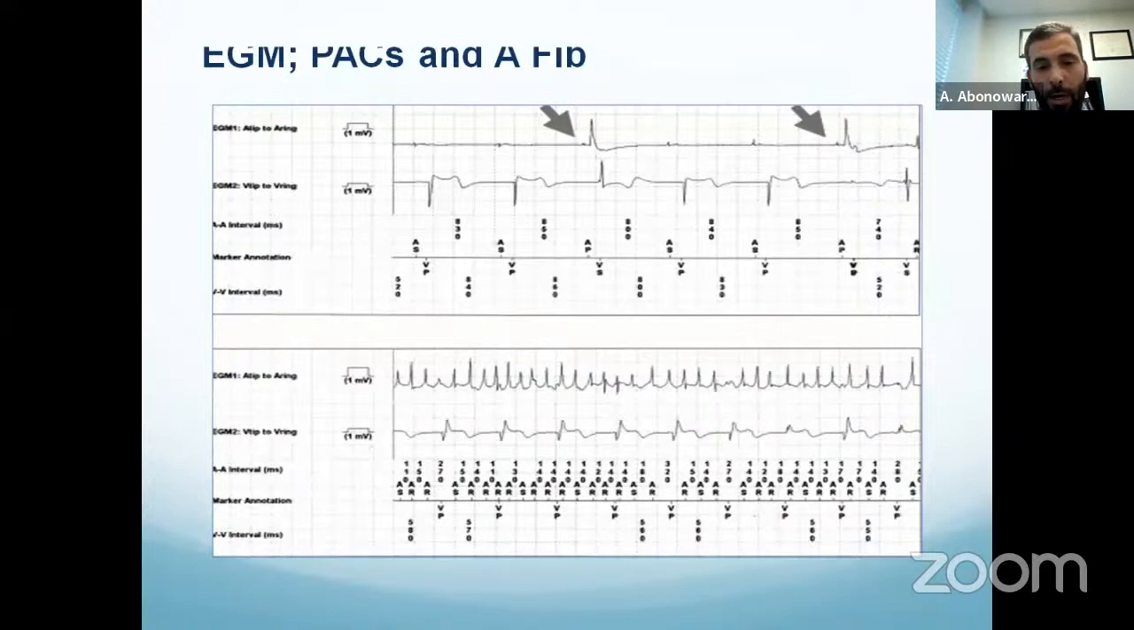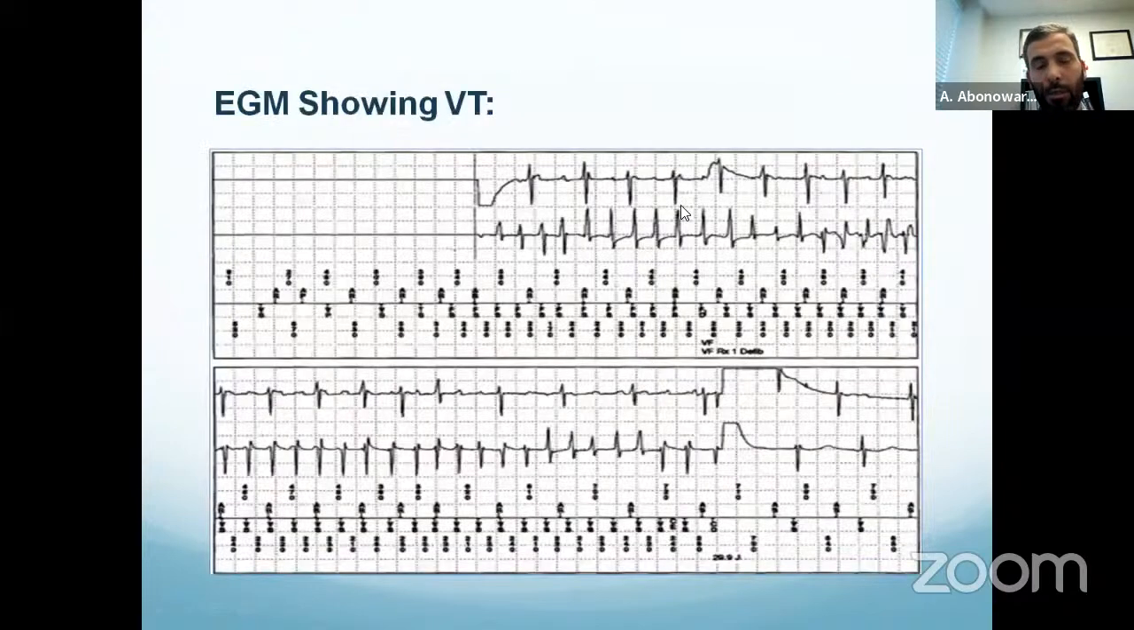Here's the other way around. The ventricular lead, and again, this is an atrial fibrillation case. Also, the atrial lead is faster than the ventricular lead, okay? But here the atrial lead is slower. And the EGM in the atrial lead is slower than the ventricular lead. And so this is a clear indication that the patient has a ventricular tachycardia.